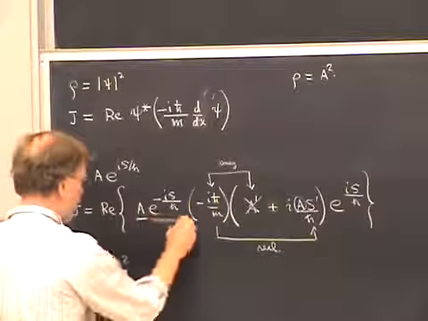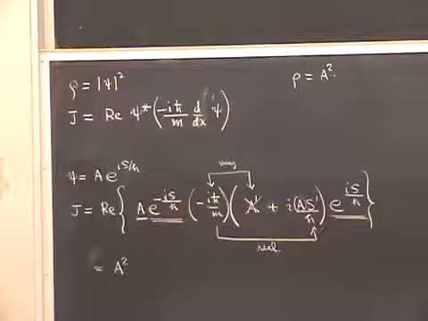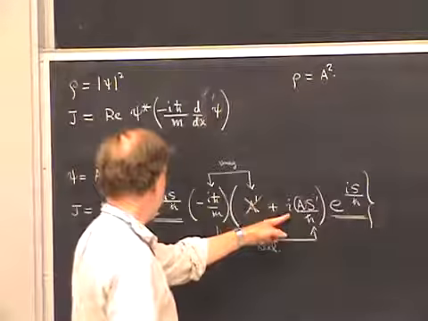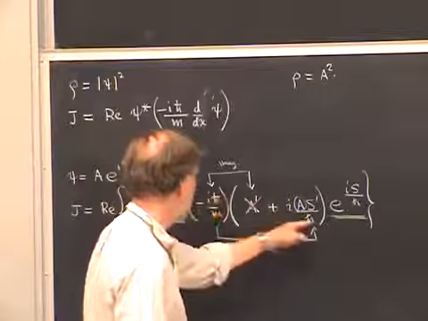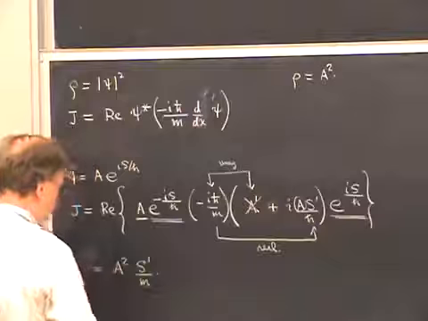The phase here and here, two phases cancel out because they're complex conjugates. Minus i times plus i cancel. There's a 1 over m. The h bars cancel. So what's left over is just S prime divided by m. Okay?